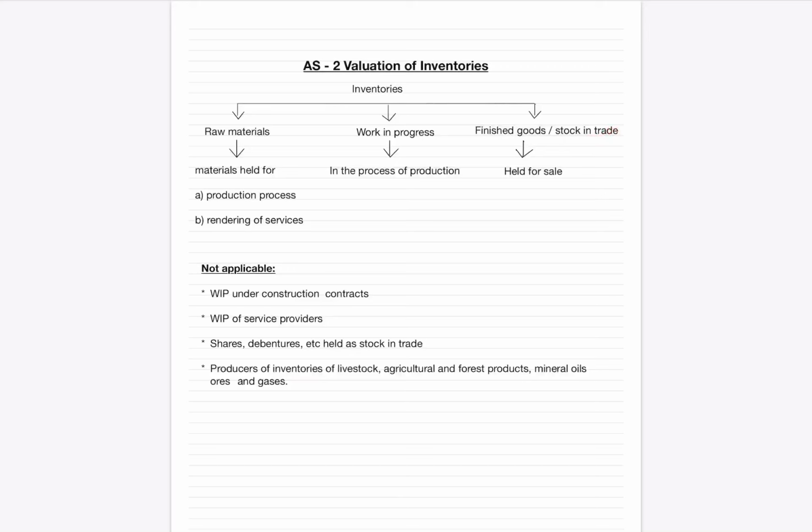AS 2 is not applicable in the following areas. First one, work in progress under construction contracts, because it is separately dealt with in AS 7, and work in progress of the service providers. The next one is shares, debentures or any other financial instruments held in the business as stock in trade. The final one is producers' inventories of livestock, agricultural and forestry products, mineral oils, ores and gases.